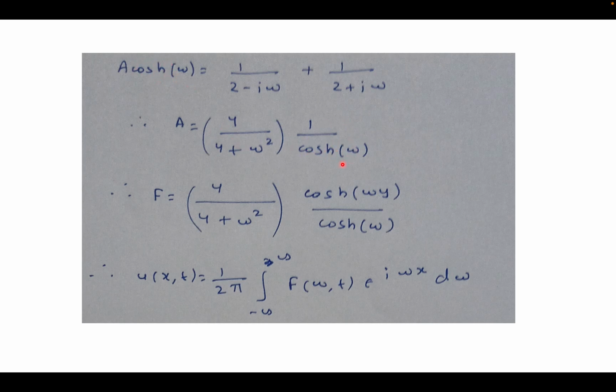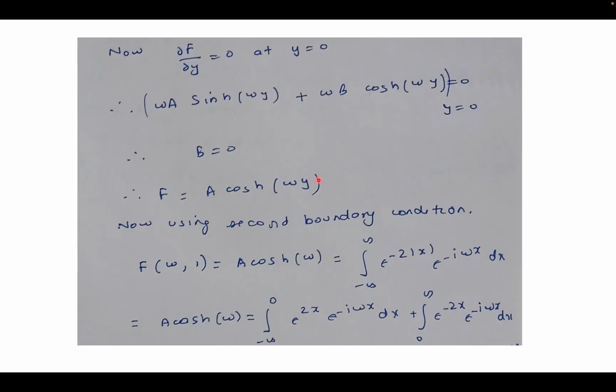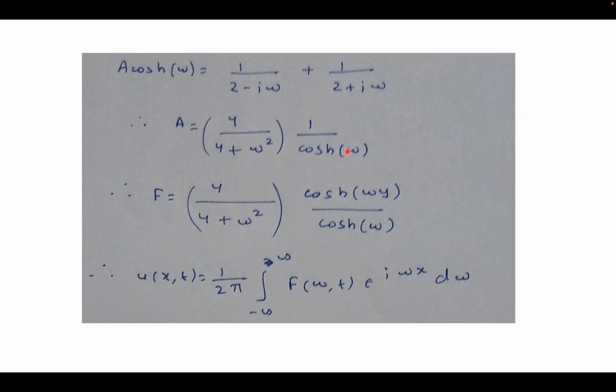So now, using both the boundary conditions, you are able to find the exact form of F. F(ω, y) can be written as 4/(4 + ω²) times cosh(ωy) upon cosh(ω), right? Because the value of F is a times cosh(ωy), and the value of a can be written as this. So the whole function is 4/(4 + ω²) times cosh(ωy) upon cosh(ω), right?